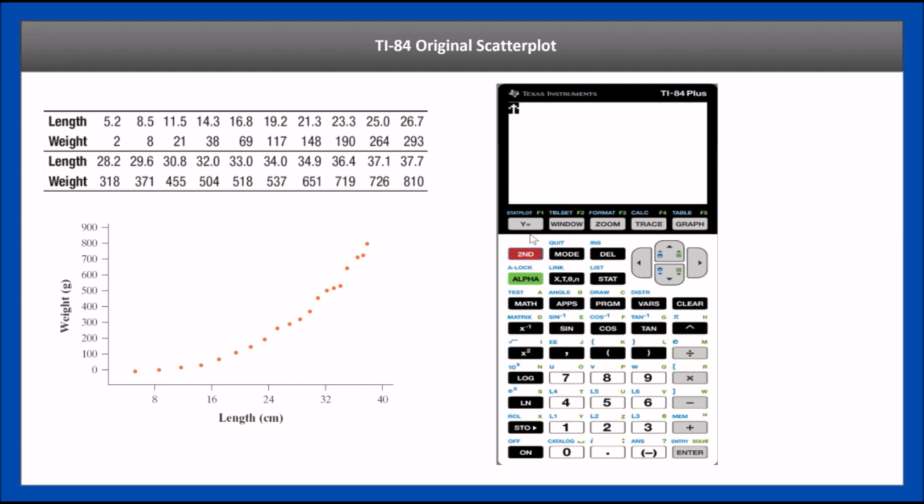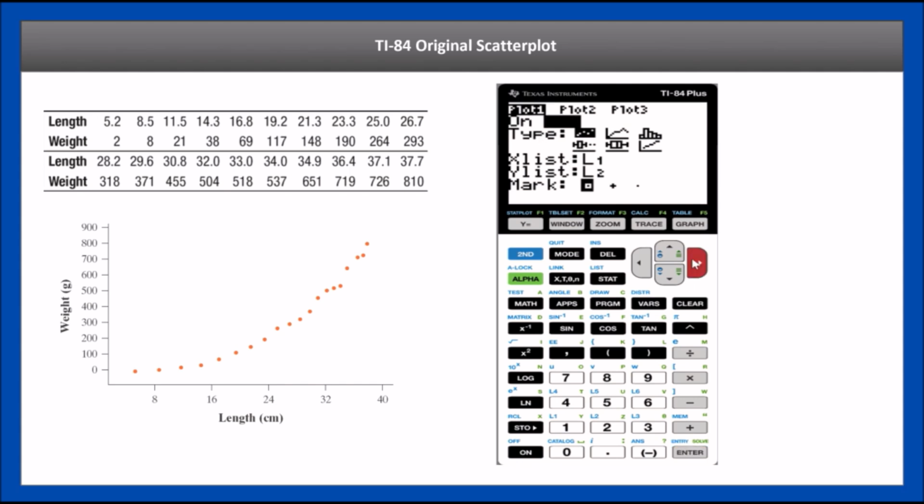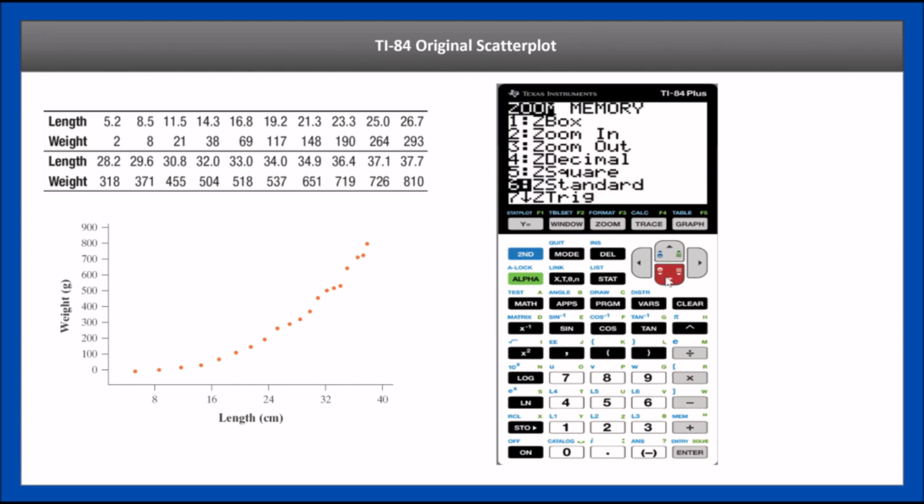Then we're going to hit second, y equals, and go to the first one and enter that. We're going to hit on; we want to turn that on. We're going to go to the type. That first option is the scatter plot. Then we can quit out of that. We're going to hit zoom and then go down to 9 for ZoomStat.